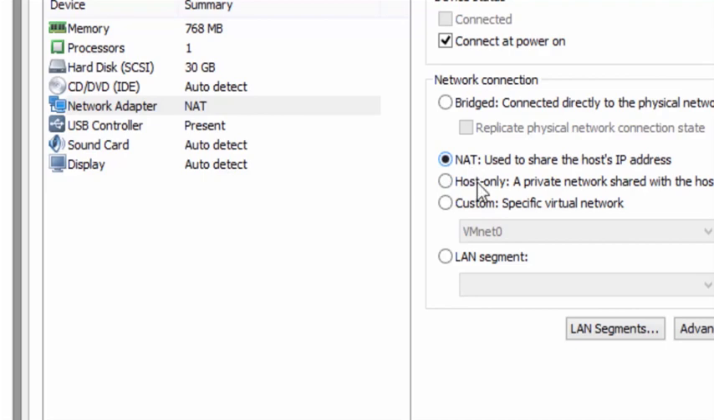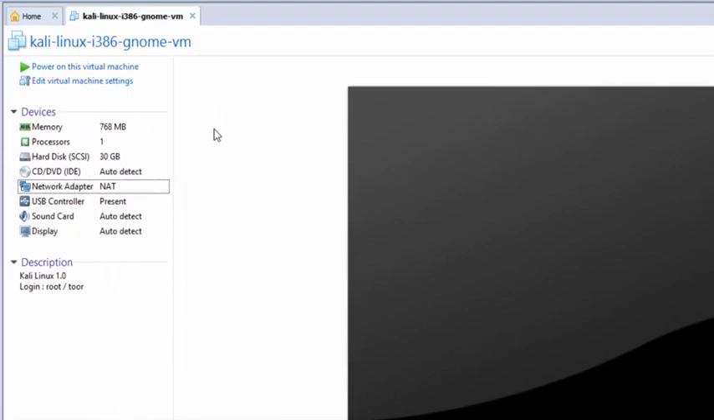But let's start using NAT so that we can have internet access and not be exposed and not be reached directly by other hosts.